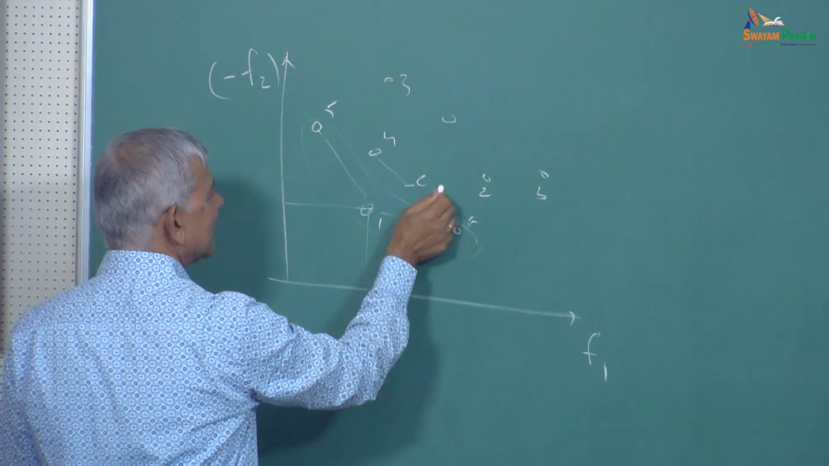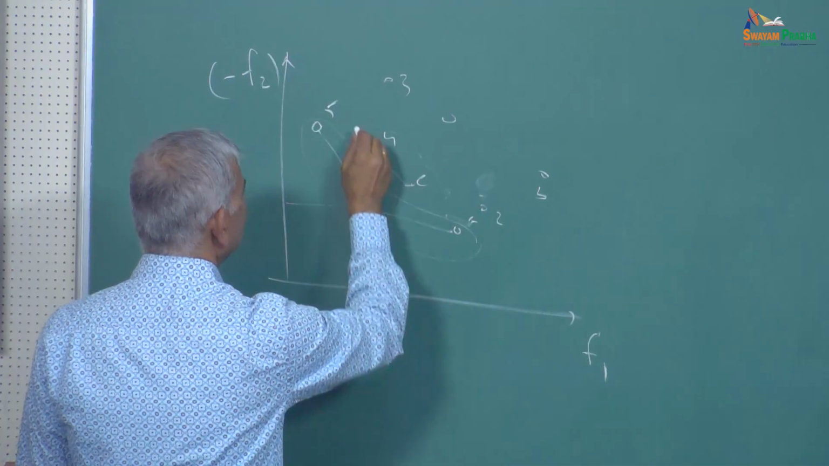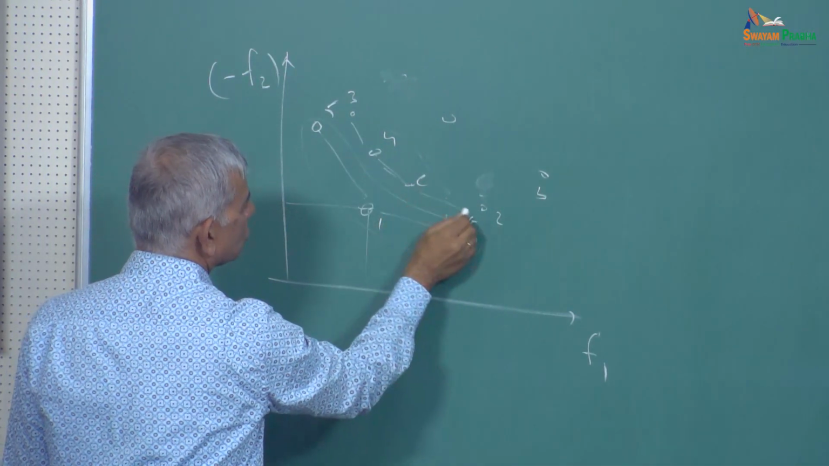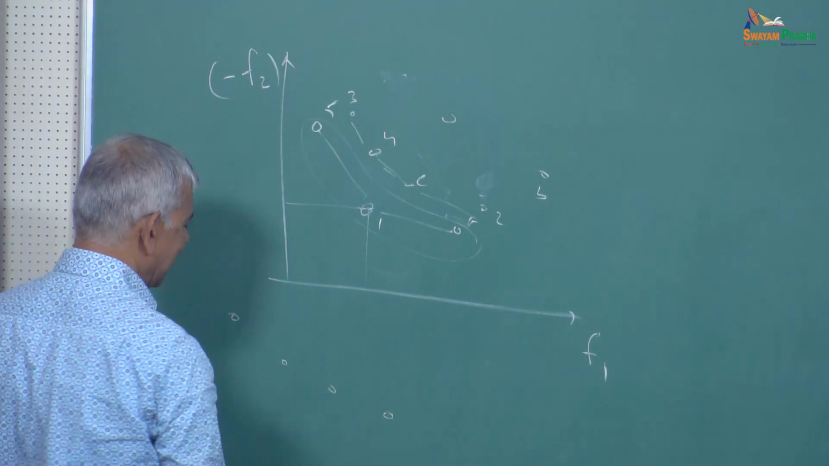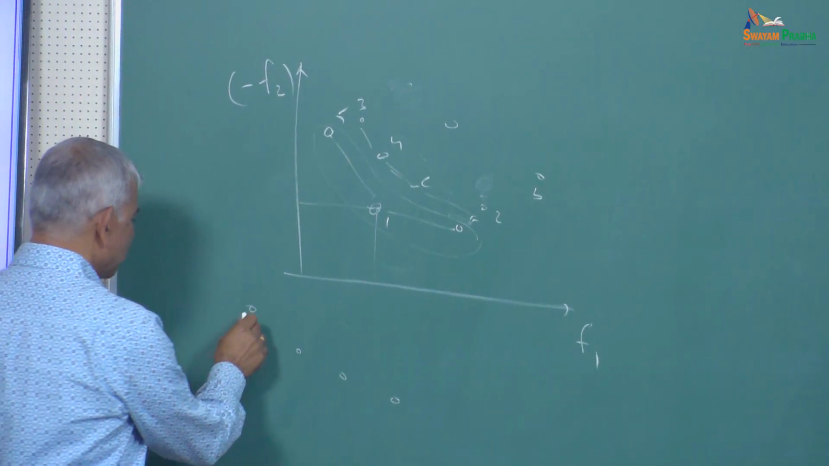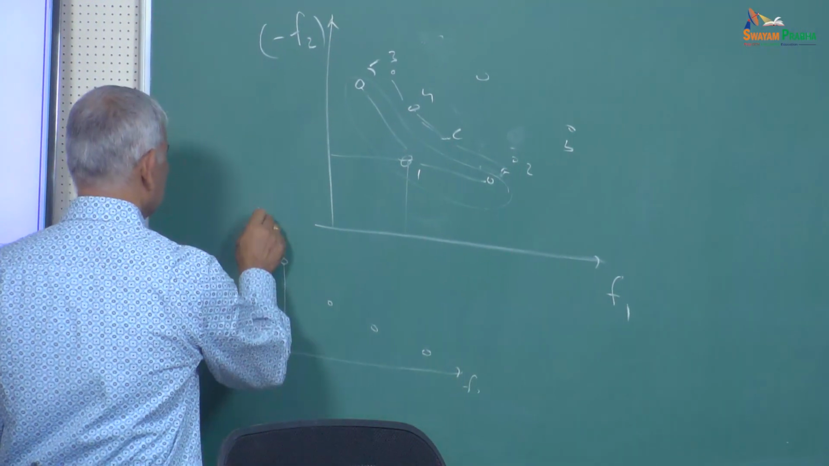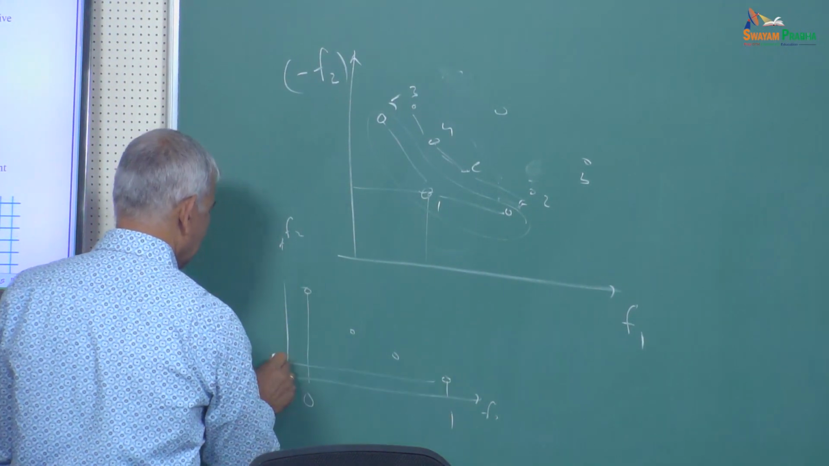Before that, let me put some more points in this set, 2 and maybe 3 here. Let's say there are 4 points I choose, and you isolate these 4 points, and let's say you have to choose 3. First thing you do is normalize. Make this 0 and this 1 for f1, and make this 0 and this 1 for f2.